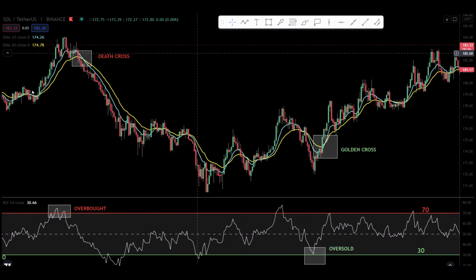Okay. Now, we have a nice uptrend, right? And you've been in this trade and you want to know when is a good time to exit the trade. Okay. So we're going to keep an eye on our RSI.